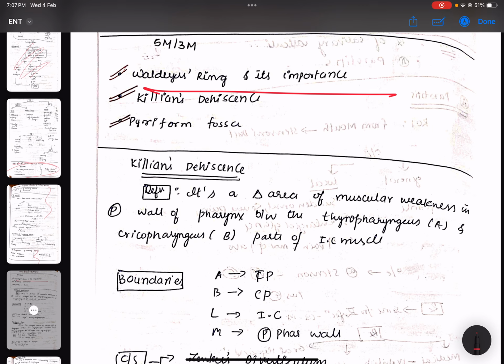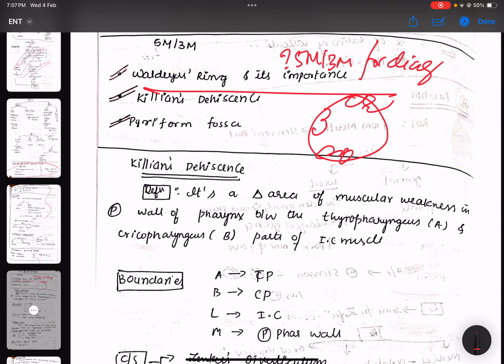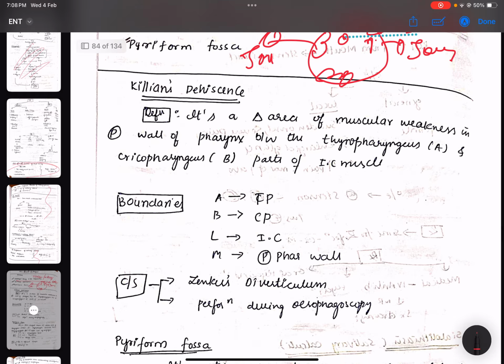Ward's ring. Okay, this is a possible 5 marker or 3 marker for diagram. So what is the concept of Ward's ring? Every opening has one. For example, adenoid. Here you have tonsils. Again here you have tubal tonsils. So every opening, nasopharynx, oropharynx and laryngopharynx, everything has one lymphoid tissue, so that it prevents the infection and provides local immunity over there.